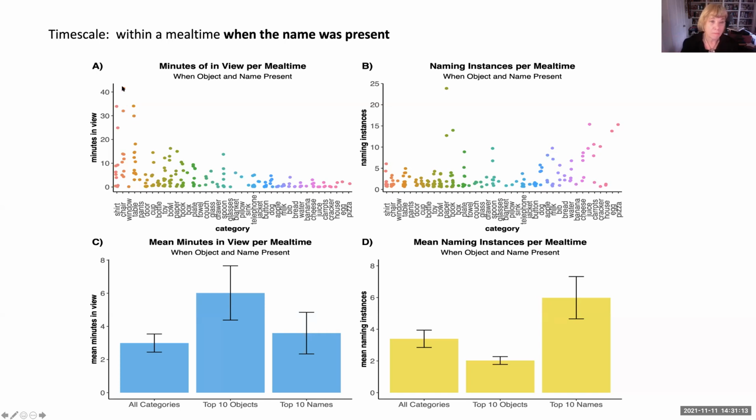As you can see, mealtimes are roughly about 10 minutes, and the object is in view a pretty decent amount of time. Sometimes it's in view the whole time; one child had a very long mealtime, 40 minutes. Then, when the name is present, how many naming instances were there per mealtime? Here, pretty decent, 5, some much more, but 5 times in the mealtime it was named.